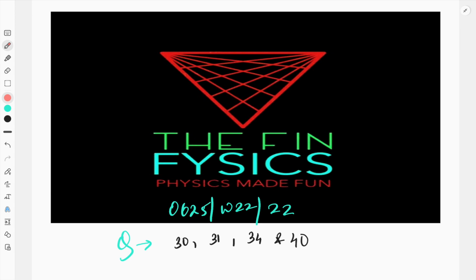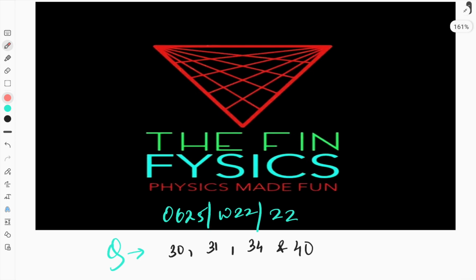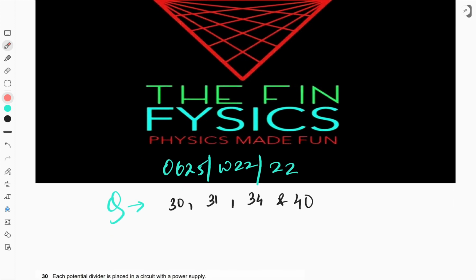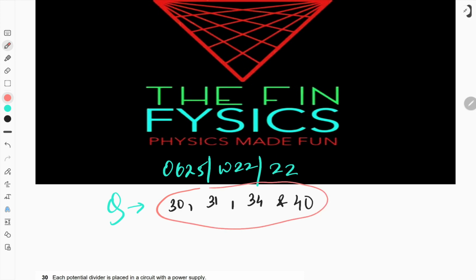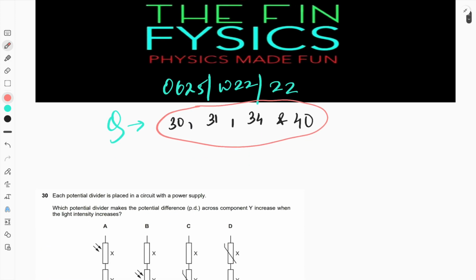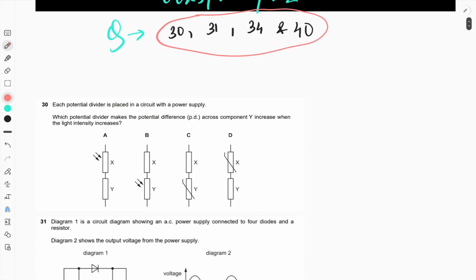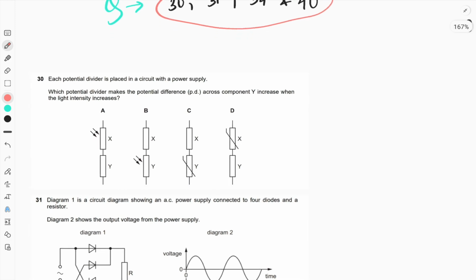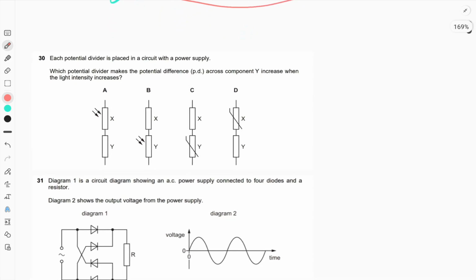So, winter 2022 is finally out, and I saw the MCQ paper variant 2, and I've got a list of questions, four of them, which I thought a few kids might face difficulty in solving. So, let's go through them. Here it is, the first question, question number 30.